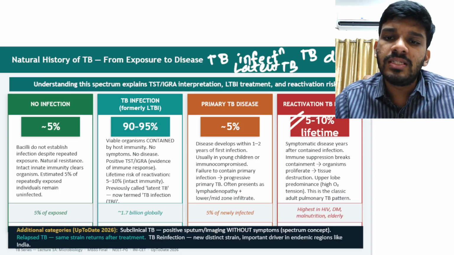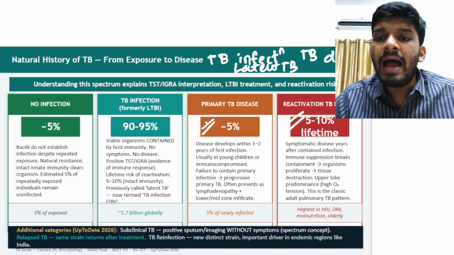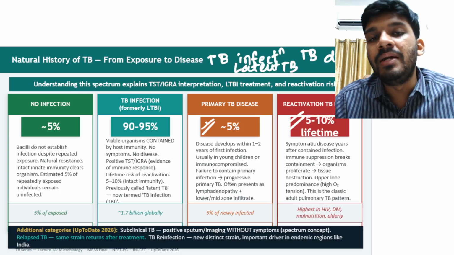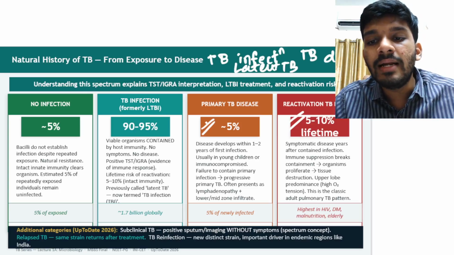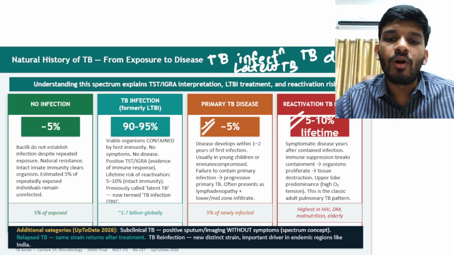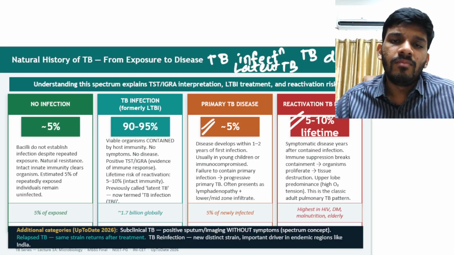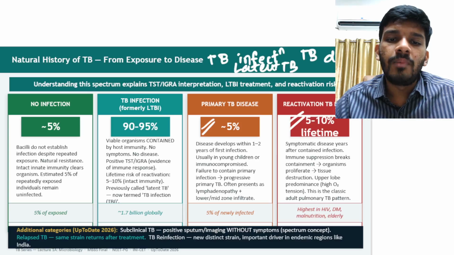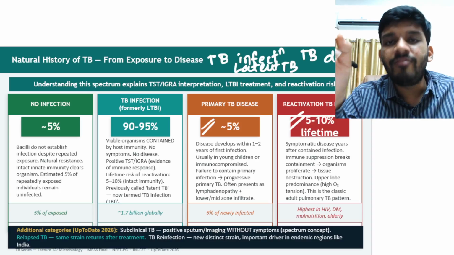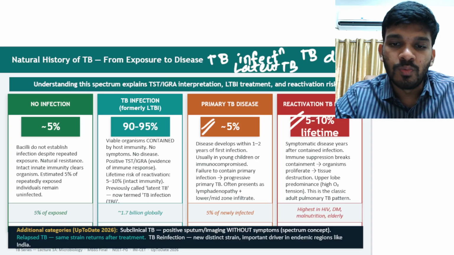And primary tuberculosis disease only happens in 5% of people within the first 1 or 2 years of infection, and it is because their immune response is not able to contain the primary disease. It usually happens in young children and the immunocompromised. So these are the important categories. This is much more important when you are talking about tuberculosis in medicine, but I just wanted to bring in the concept of TB infection because it is relevant to the concept of TST and IGRA for you.